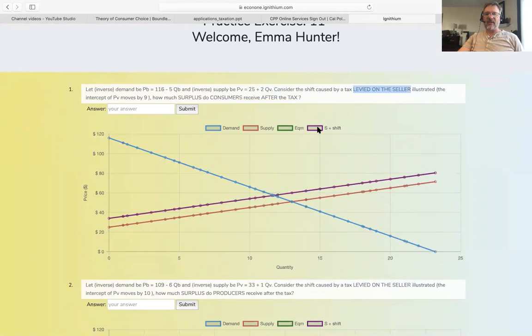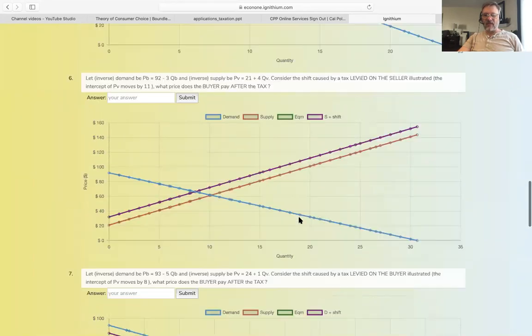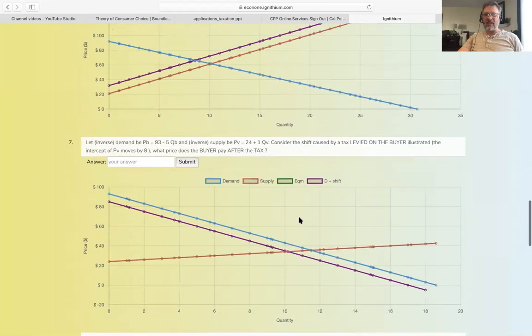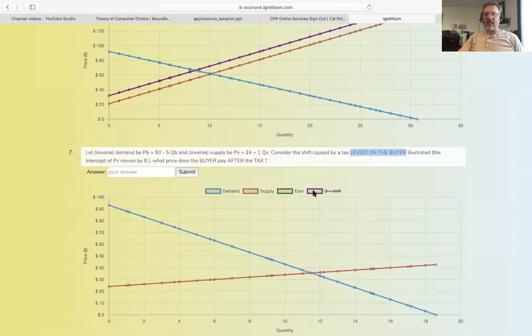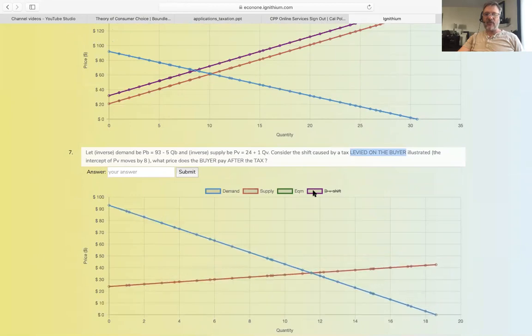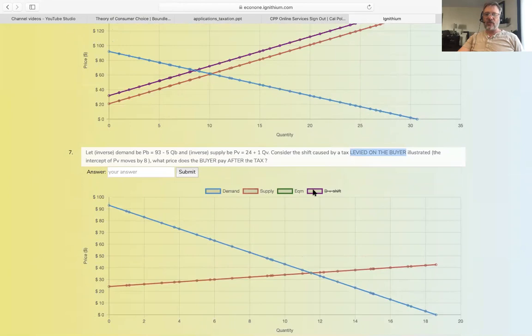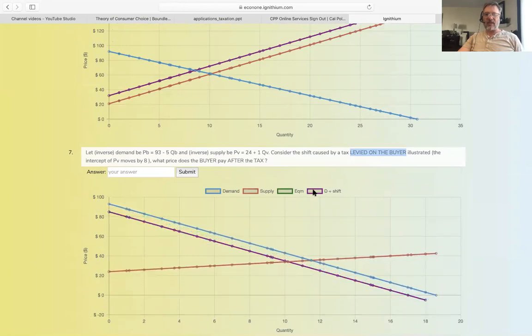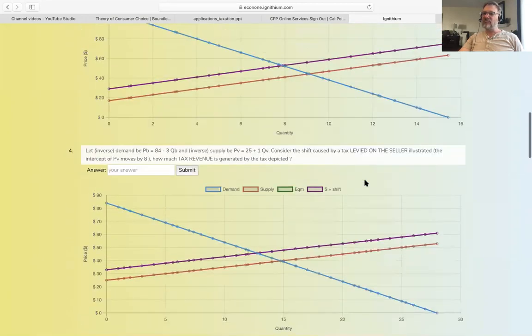Okay. And then let's see, now here there's a tax that's levied on the buyer. And because it's levied on the buyer, I'm shifting the demand curve down in order to model the tax. Okay. Does anybody have any questions about that? Okay.